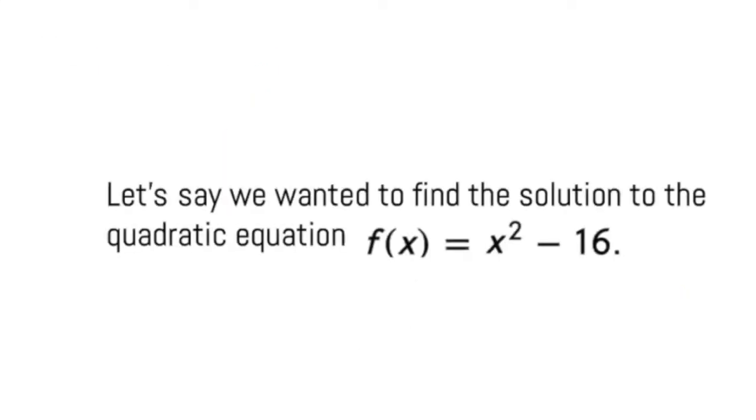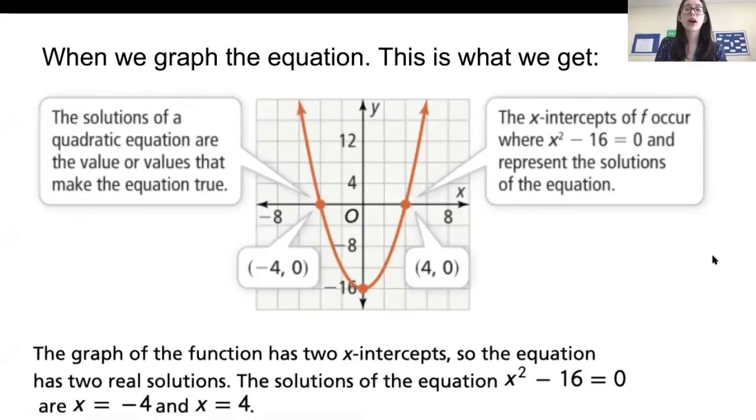So going back to our slideshow, let's say that we wanted to find the solution to this quadratic equation, f of x equals x squared minus 16. When we graph this equation, putting it into either Desmos or our calculators, this is what we end up getting. Our solutions are actually going to be our x-intercepts. Remember, x-intercepts are where our graph crosses the x-axis, and specifically, it's those x values at that point. So looking at this, our solutions are going to end up being -4, because that's the x value at our x-intercept here, and +4, because that is the x value at our x-intercept here.